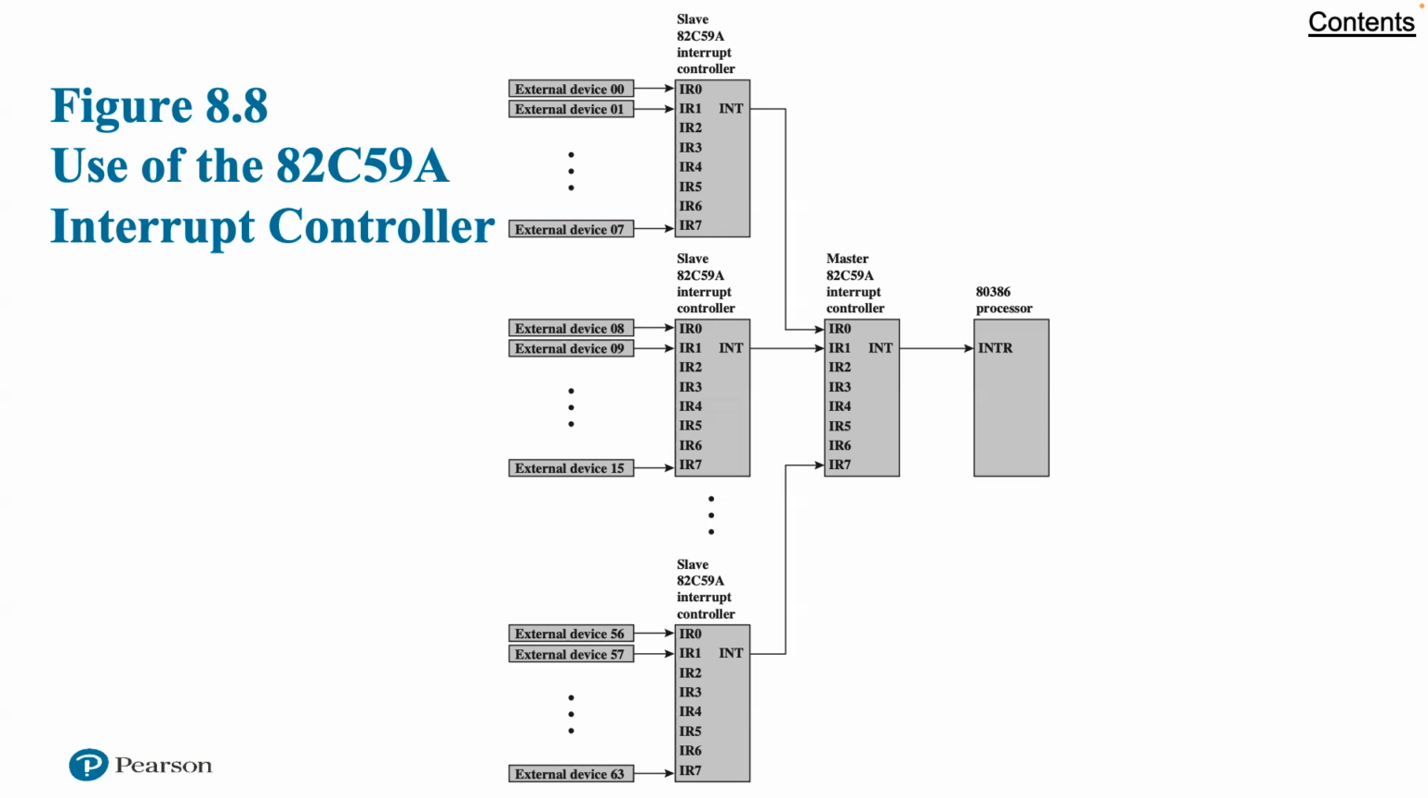First, fully nested: the interrupt requests are ordered in priority from 0, that is IR0, through 7, that is IR7. Next is rotating. In some applications, a number of interrupt devices are of equal priority. In this mode, a device, after being serviced, receives the lowest priority in the group. And finally, special mask. This allows the processor to inhibit interrupts from certain devices.